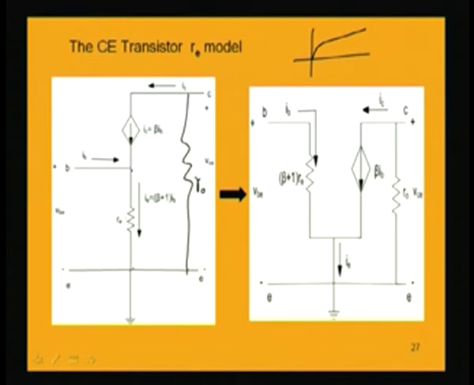Now, in order to conveniently separate out the input and output circuits for further convenience in analysis, one trick we can do here is that we can represent this resistance in another way. If we consider the voltage drop between these two points B and E, what is this voltage drop? VBE is equal to RE into IE, that is RE into (beta plus 1) IB.